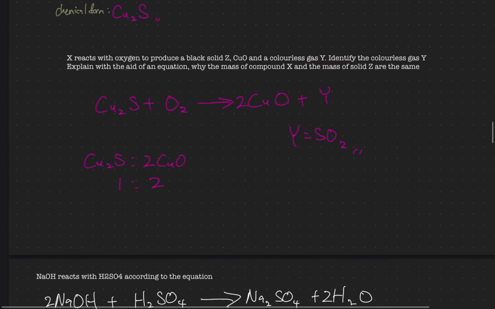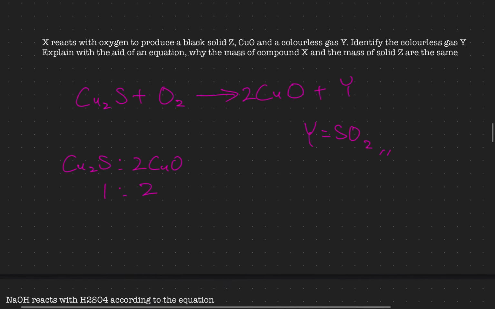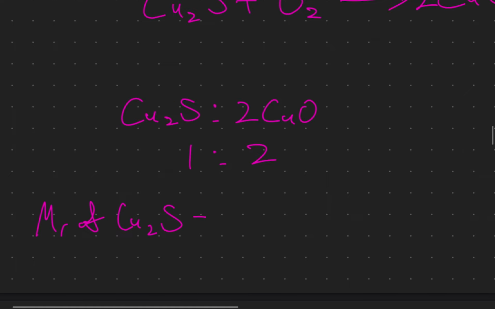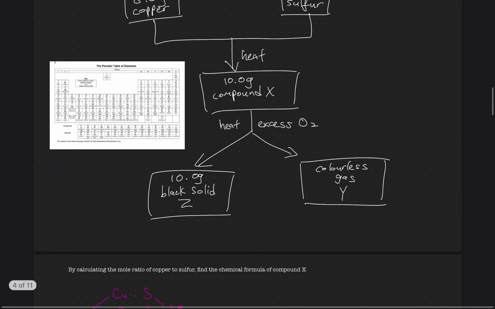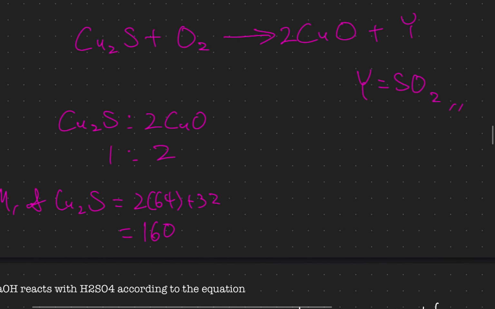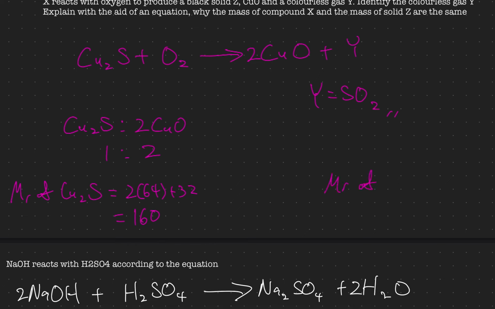So the ratio is 1 to 2. So when I have 1 mole of this, I will have 2 moles of this. So I'm going to find the MR of Cu2S, which is just 2 times 64 plus 32, which is 160. That's 160 there. And the MR of CuO, which is just 64 plus 16, which is 80.